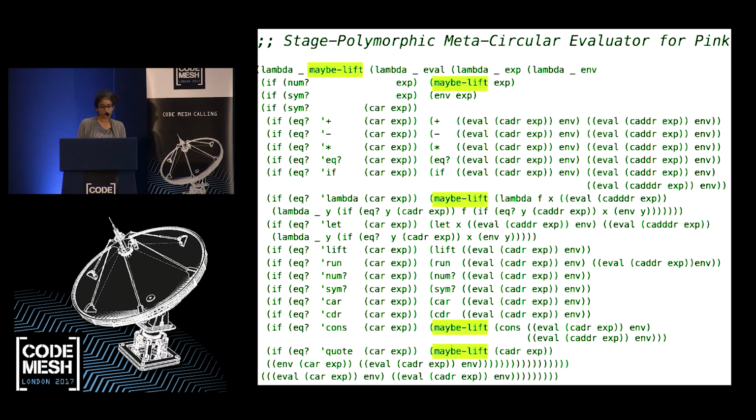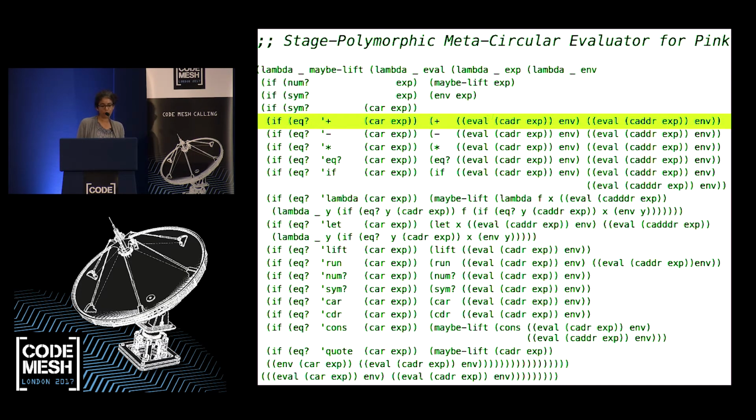And so if we look at where these maybe lifts are, this is where you would put the lifts if you were to stage this interpreter. So in a sense, you do it for any place where you're returning a value. So if you have a number, then you do this maybe lift. If you have a lambda, you return a closure, so you do this maybe lift. If you have a const, you return a pair, so you do this maybe lift, and for quote as well. But for the other cases, you just rely on the stage polymorphism to do the right thing.